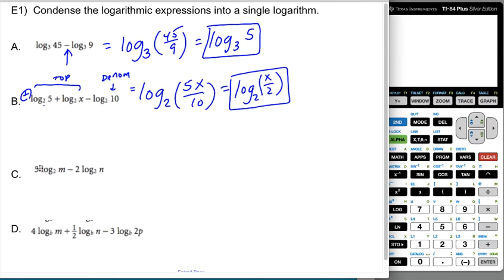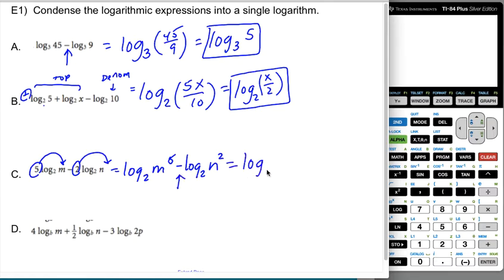For C, I'm going to need to move these powers up before I can do anything else. So I'm going to start by moving the powers up, and I'm going to get that this is the log base 2 of m to the 5th minus the log base 2 of n to the 2nd. Then I'm going to notice that the subtraction means I'm combining them in division. So this is the log base 2 of an m to the 5th on top of an n to the 2nd. Sorry, I accidentally almost made it a subscript, and I didn't mean to. There you go. I apologize in advance that sometimes my handwriting is pretty bad.